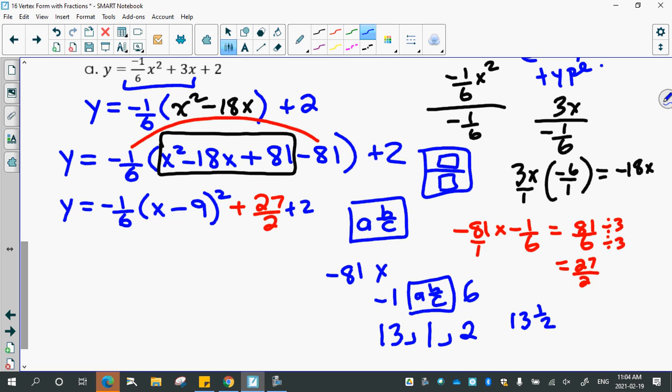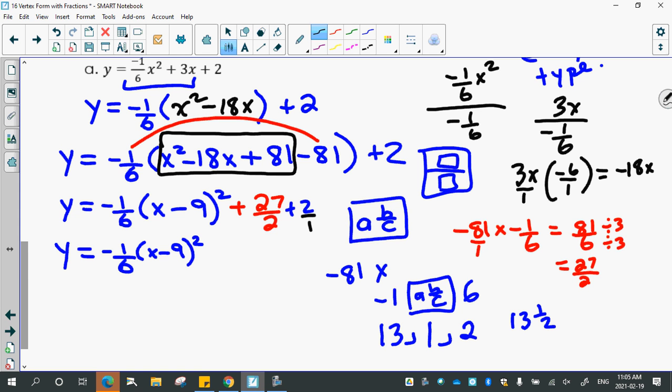All right, so I'm still not done. I have to add those two together. How do I add those two together? Fraction and a whole number. What do I need to do to add a fraction and a whole number? Get a common denominator. Nice.